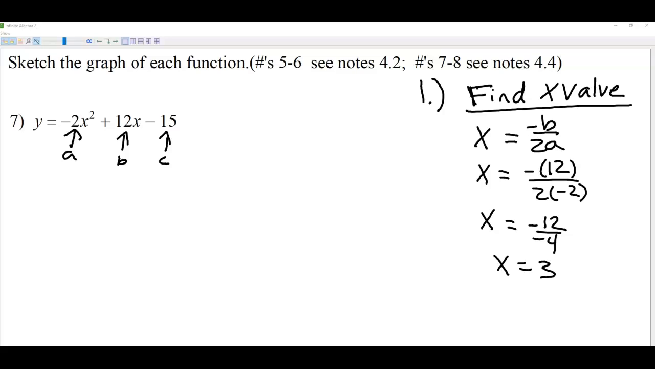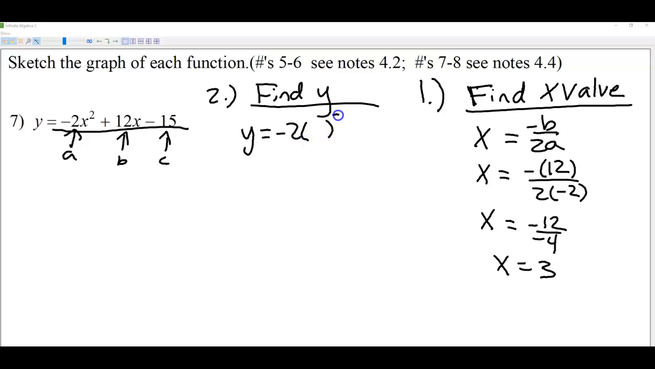The next thing you're going to do is find the y value of your vertex. The way that you find the y value is you plug that x value into your equation. Okay, so what's my x value? It was 3, right? So I'm going to put that in here.